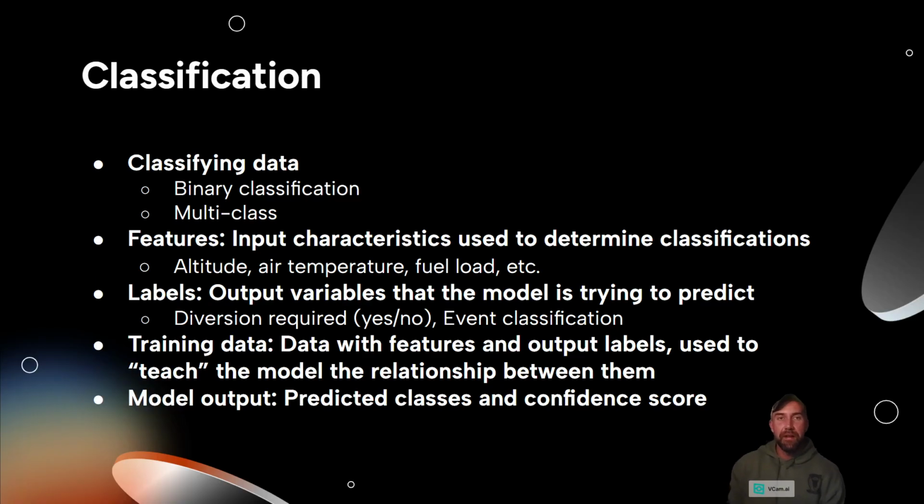So next thing we're going to talk about is classifications. Classification is different ways that you can classify data. We're primarily going to talk about binary classification and multi-class classification. But before I can really explain what I mean by classification, let's talk a little bit about features and labels. What are features and what are labels?